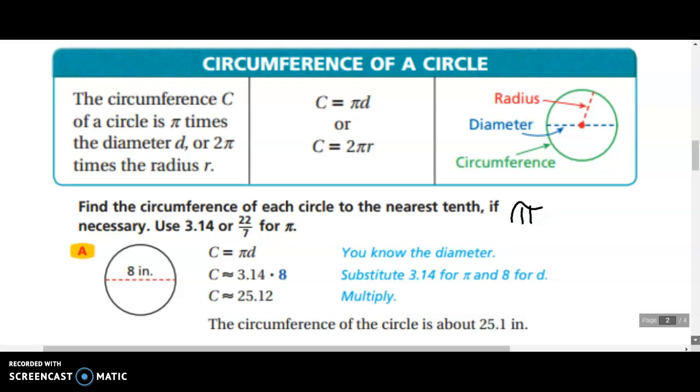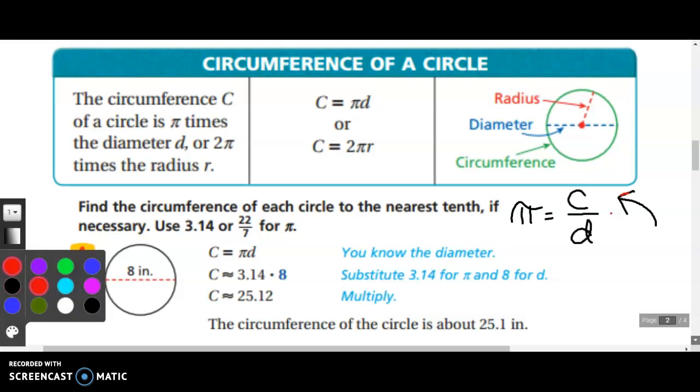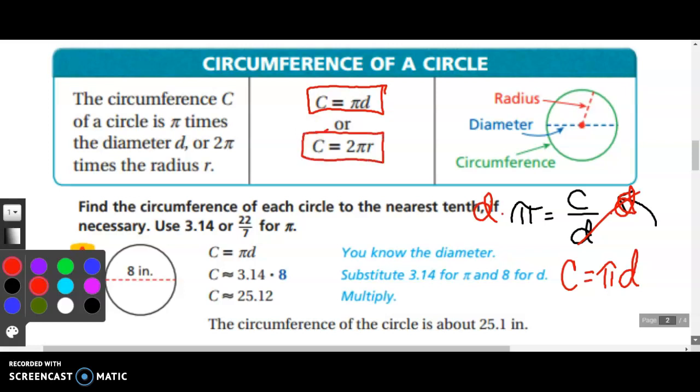And since pi equals the ratio of the circumference to the diameter, we can actually get a formula to find the circumference of a circle. If I were solving for circumference, I would multiply both sides of this equation by d, and I would find that c equals pi times d. And that is, in fact, our circumference formula. Now, we notice that there's another circumference formula too. There are 2 circumference formulas.